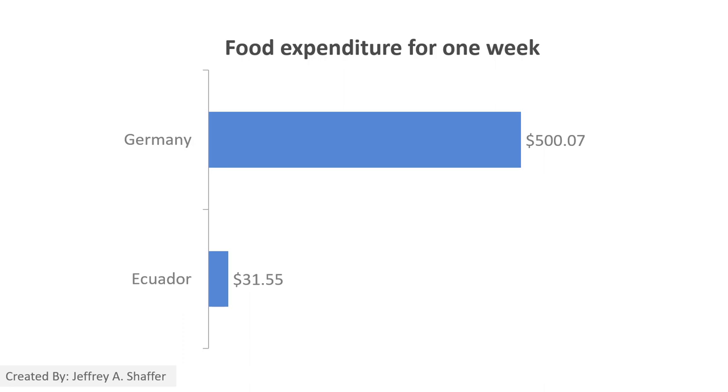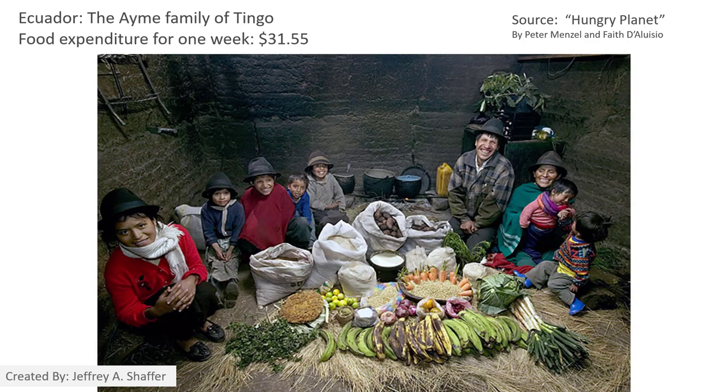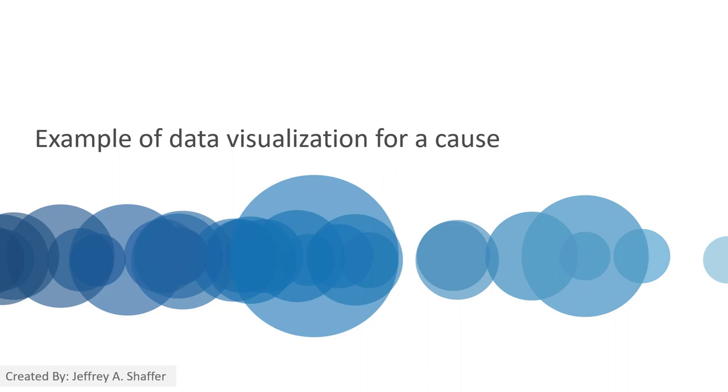That's pretty clear. But now I'm going to show something completely different. Here is Germany, and here is Ecuador. I could show you this data using a number of different visualization methods, but you wouldn't walk out of this class saying the professor showed me a bar chart; you will likely remember those images. And again, who is the audience? What is the message?